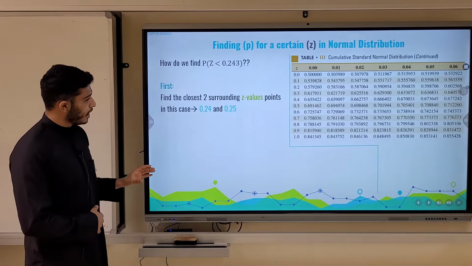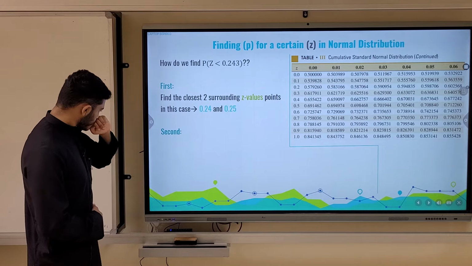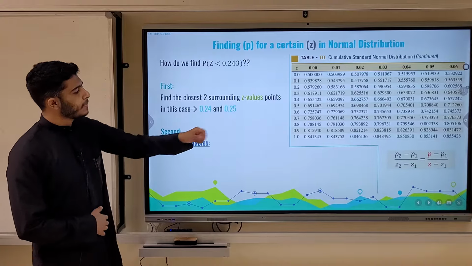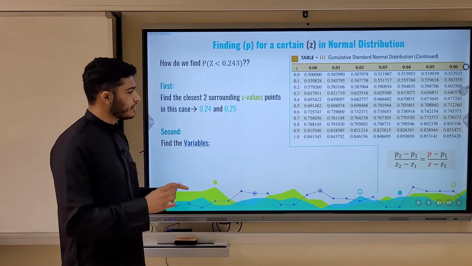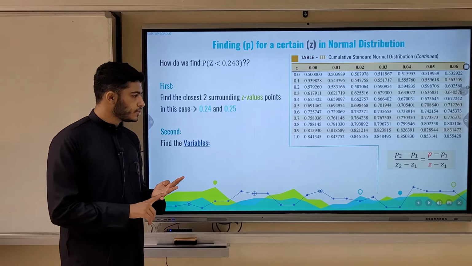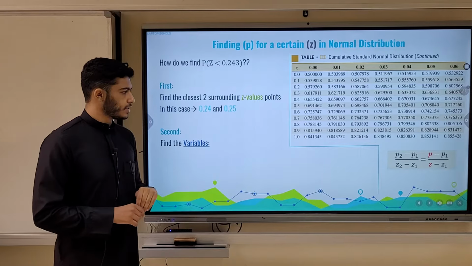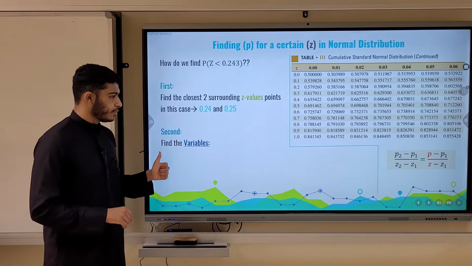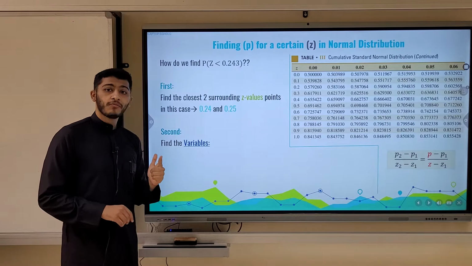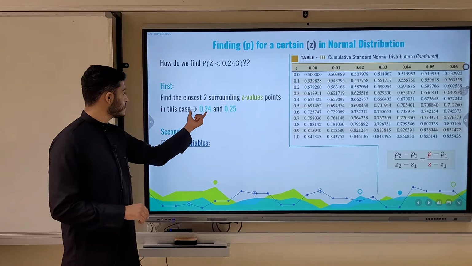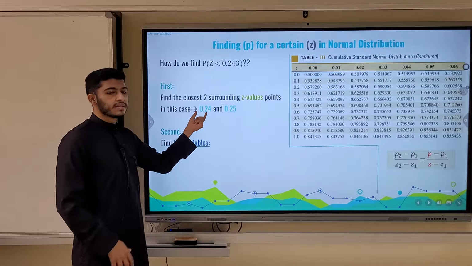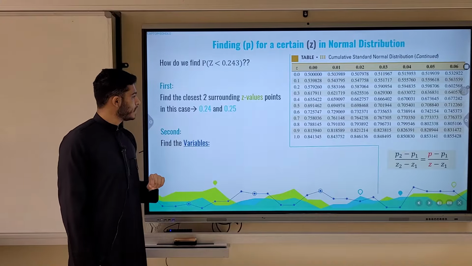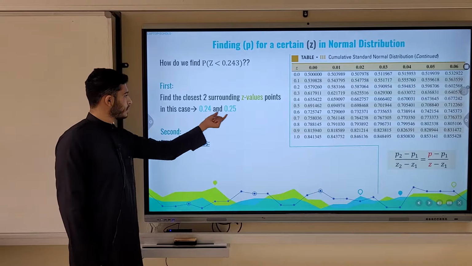Now, after we have found them, we need to find some variables. Where do these variables come from? From this formula. We have to find Z1, Z2, P1, P2, and one of these red ones; we will see depending on the question we have. Z1 and Z2 we have already found. Z1 is the smaller of these two numbers and Z2 is the bigger of these two numbers.